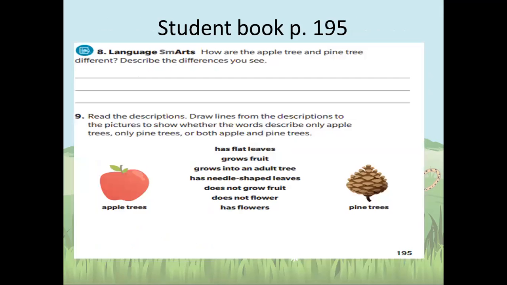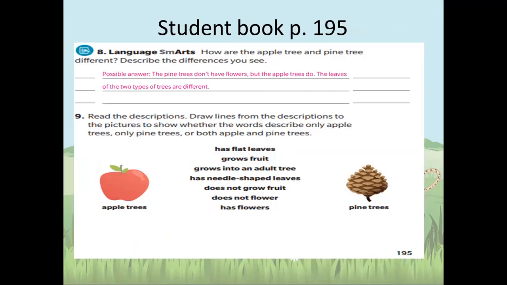In page 195, you can find questions on pine trees and apple trees. Question number 8 is, how are the apple tree and the pine tree different? Describe the differences you see. Pine trees don't have flowers, no flower on the pine tree, but the apple trees do. The leaves of the two types of trees are different.